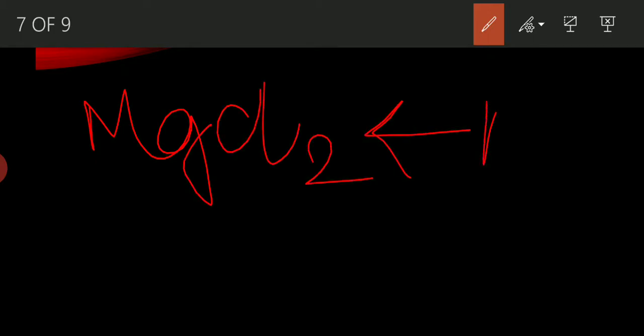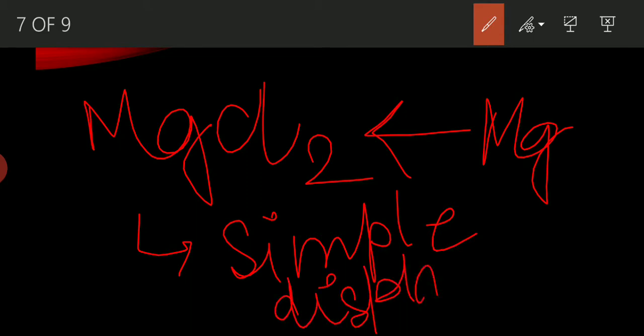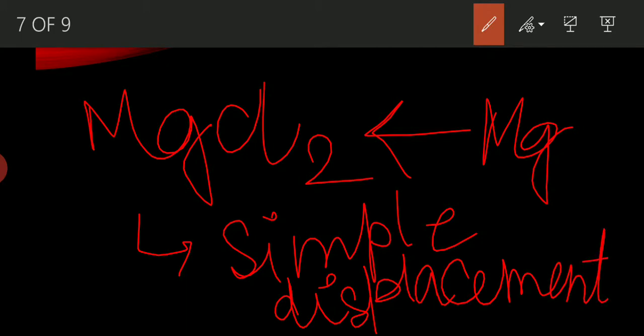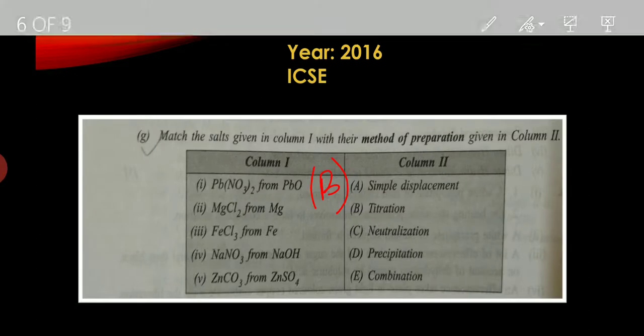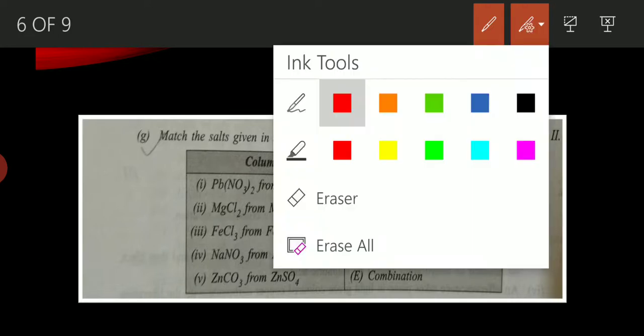Next is magnesium chloride from magnesium. This is very simple. It's simple displacement. By looking at the salt, you can tell this. When magnesium reacts with hydrochloric acid, HCl, it forms magnesium chloride. So it's simple displacement. Clear? So here the answer will be simple displacement, A.